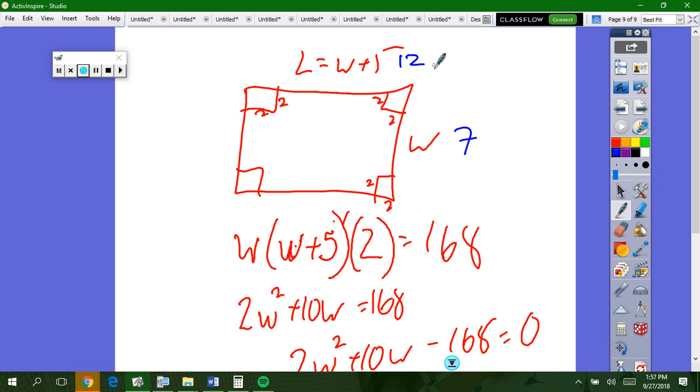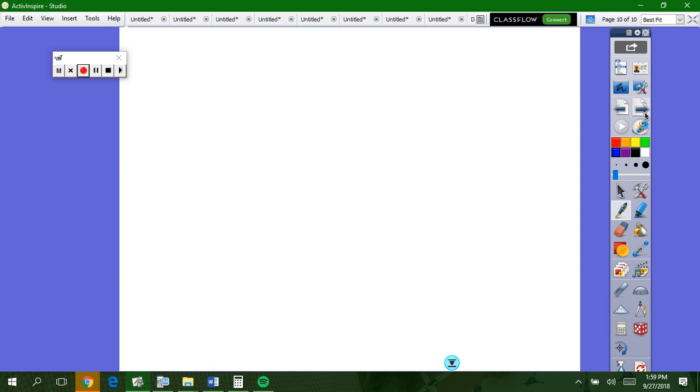How about we do the barn one on the very top? 78. 78, we got a barn. Moo.